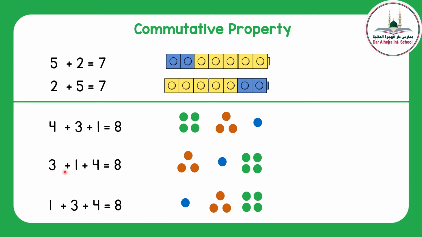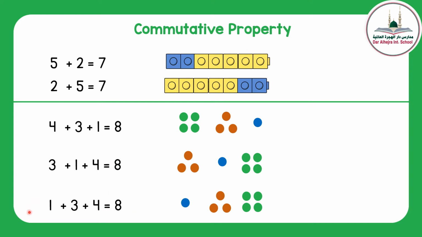In this second example here, I have changed the order of addends. 3 has come here, 1 here and 4 here. Now the order of addends is different, but still we see 3, 1 and 4 here. Let's count them together. 1, 2, 3, 4, 5, 6, 7, 8. Again, I have the sum of 8.